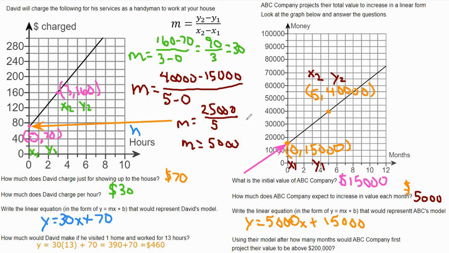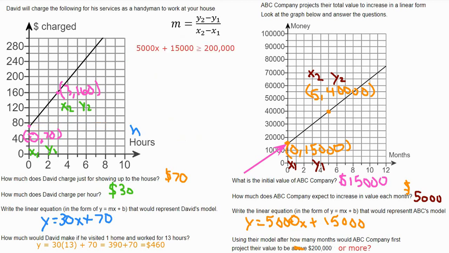I'm going to delete stuff in the middle to make room for this last question. We're trying to find the value when ABC Company would first be 200,000 or more. So we need to solve the inequality 5,000x plus 15,000 is greater than or equal to 200,000. We almost treat this like an equation. We get rid of the stuff that's on the same side as the letter by not touching it. So we're going to subtract 15,000 first on both sides. That's going to give us 5,000x is greater than or equal to 185,000.